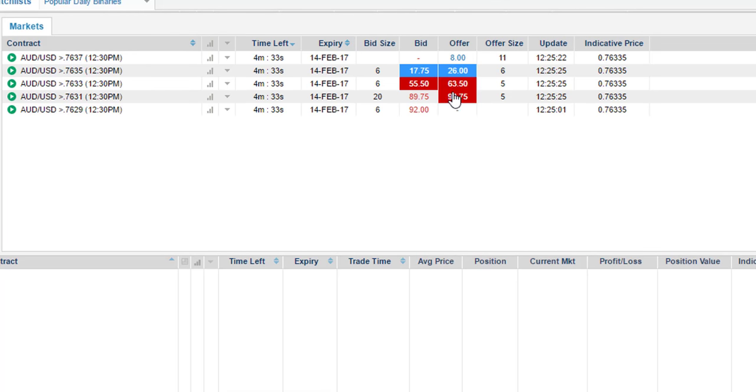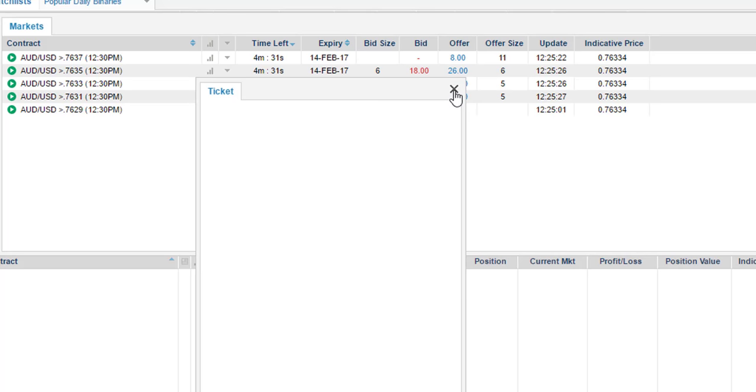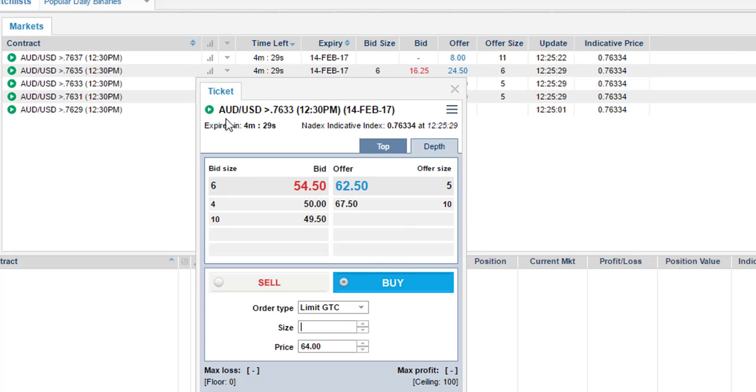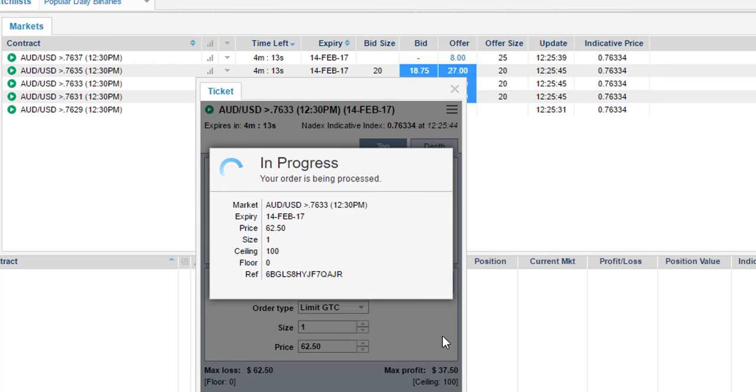Okay, 7633. I'm going to choose that the statement's going to be true, and this is going to bring up your ticket, okay? And your ticket's very important because as it's moving, it's always moving, right? You've got to make sure you know which side you're going to be on. Make sure you have a contract size in there. I'll show you in another video how to make that default and hit place order.